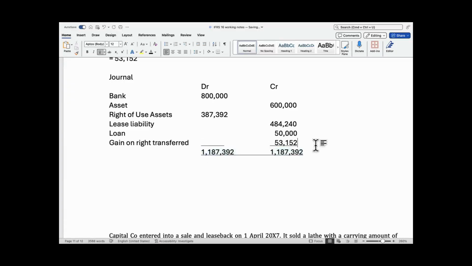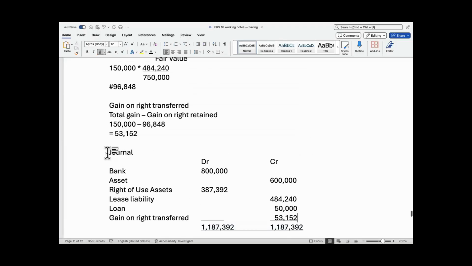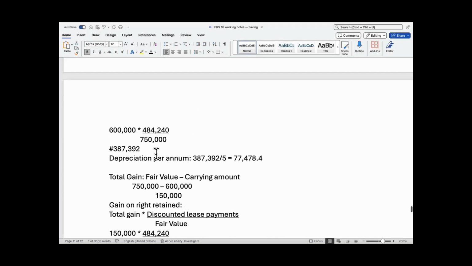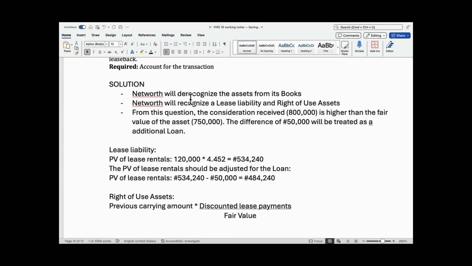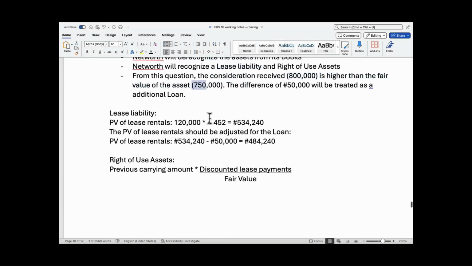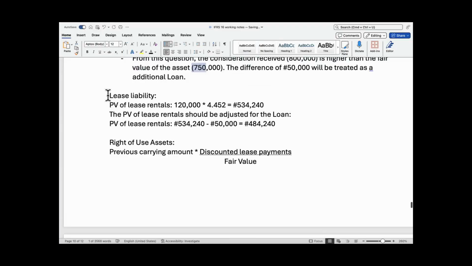So now that's what we're doing. All these are just happening at the date of sale. Removing the asset from the books, recognizing this liability and right of use, checking the consideration received against the fair value, treating the difference as a loan. This teaches you everything that needs to be known.